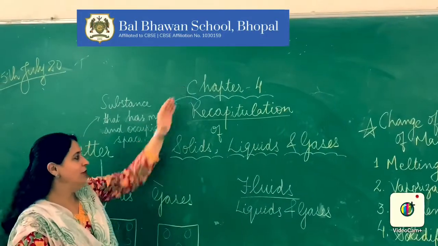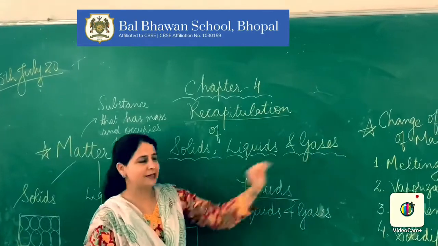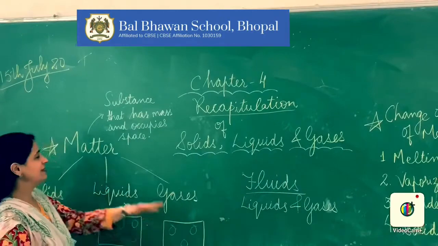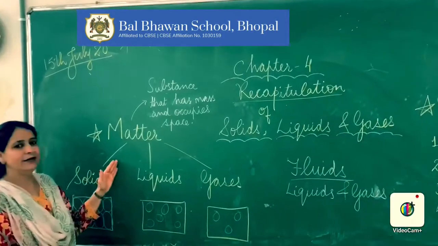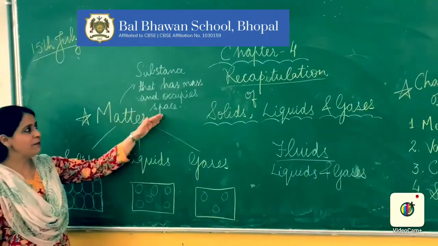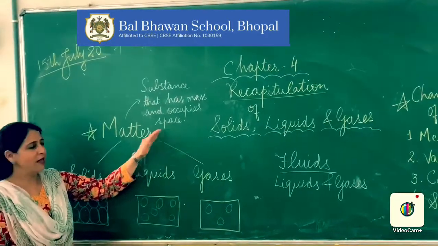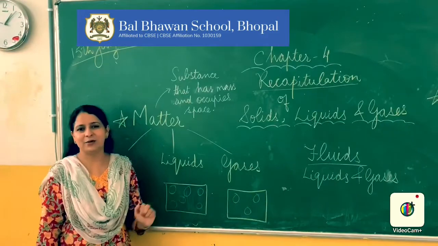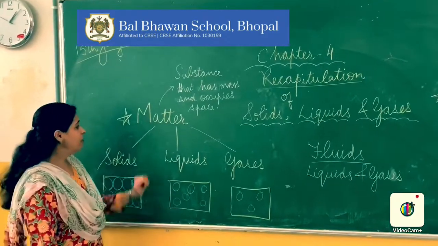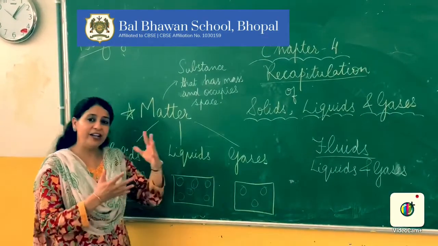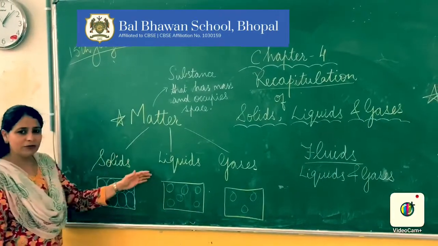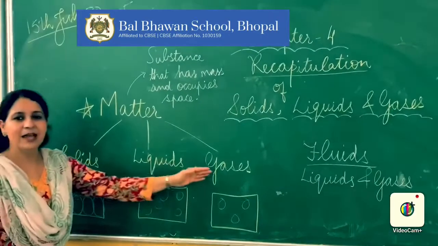Chapter number 4, that is solids, liquids and gases. Now, as you all know, solids, liquids and gases are all forms of matter. Matter is a substance that has mass and occupies space, and all matter is made up of very tiny particles called molecules. These tiny particles are arranged differently in different forms of matter. So, there are three forms of matter: solids, liquids and gases.